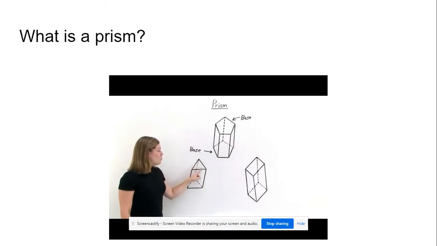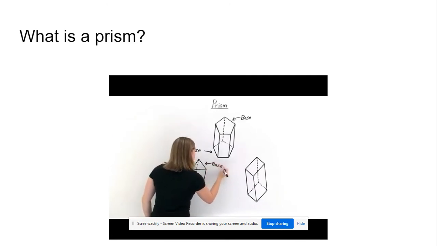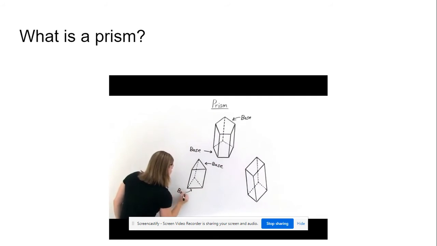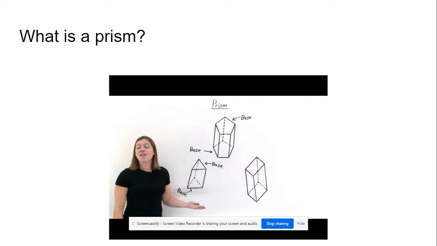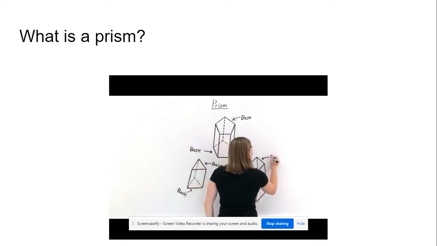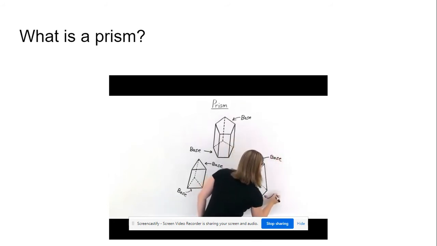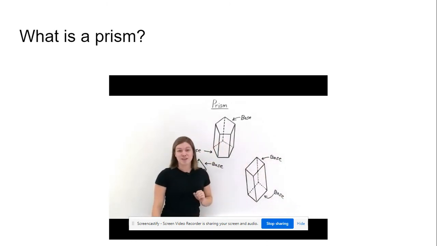Here, we have 2 bases again. This one and this one. They're both shaped like triangles. So, we have a base here and a base here. These 2 congruent triangles are the 2 bases of this prism. And since our bases are shaped like triangles, this is called a triangular prism. Now let's take a look at this prism. Here we have a rectangle, and here we have another rectangle. These 2 rectangles are the 2 bases of this prism. And since our 2 bases are shaped like rectangles, this is called a rectangular prism.